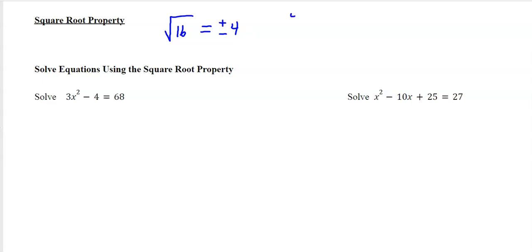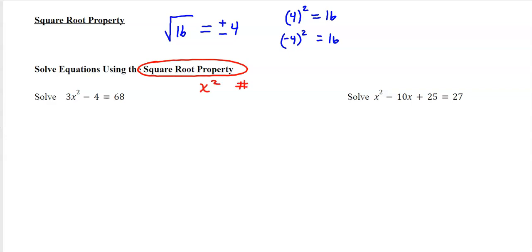The reason being is because 4 squared will give me an answer of 16, but negative 4 squared will also give me the answer of 16. So the square root property says you always have to take into account the positive or the negative of that answer. So for instance, when I'm solving an equation like this one, I notice there's no x term. So you're going to use this property a lot of times when you have an x squared term and you have a constant or a number, but no x term.